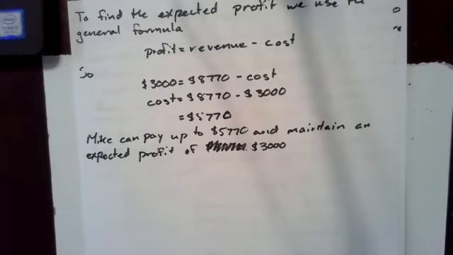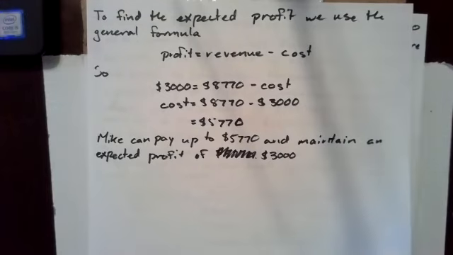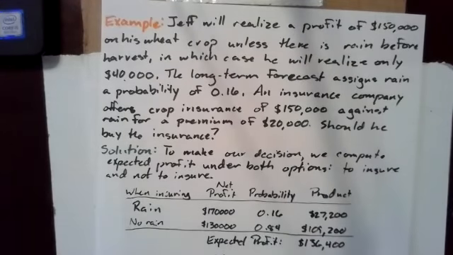So $3,000 equals $8,770 minus the cost. We switch the place of the 3,000 and the cost to get 8,770 minus 3,000 is $5,770. Mike can pay up to $5,770 and maintain an expected profit of $3,000. Doesn't mean he'll make the $3,000, but that's his expected profit.